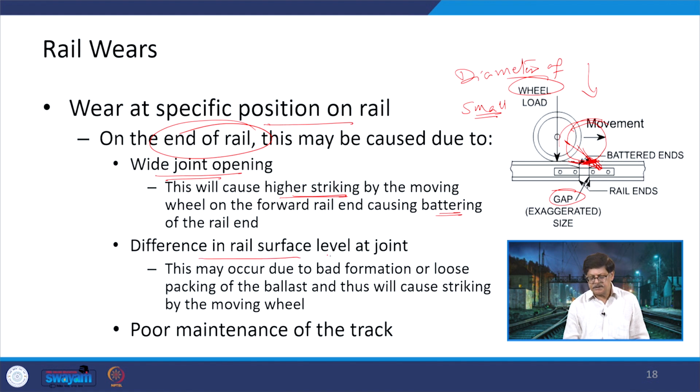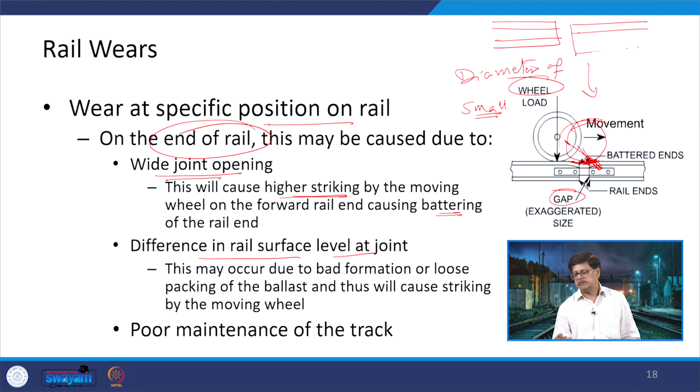Now, difference in the rail surface level at the joint. You have a rail here, one rail is provided in this form, and another rail is going in this. So, there is a level difference. If there is a level difference, then again this is an issue.